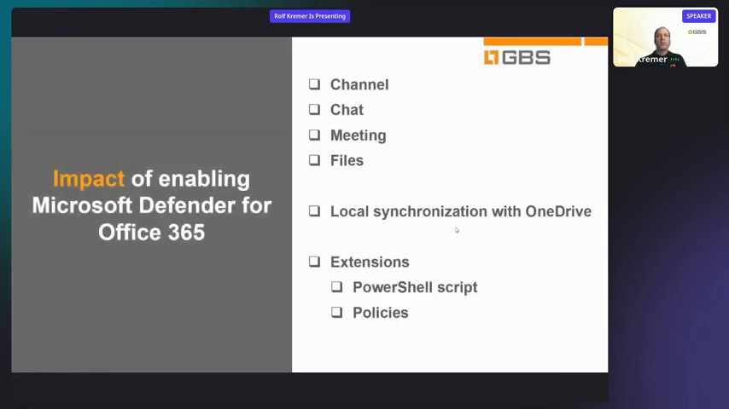So this was a short overview of the impact of enabling Defender for Teams. If you have set up the synchronization with OneDrive, files containing malware may be automatically downloaded to your computer without your notice. This is because Defender for Office 365 does not prevent automatic synchronization with the local folder. So there's also no indication in the local folder that this is malware. It is therefore necessary to set up a local malware scanner, maybe also Microsoft Defender.